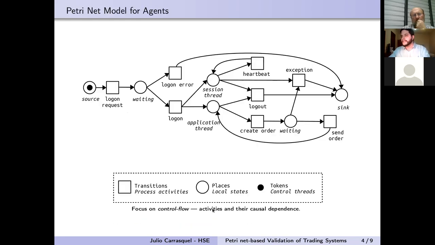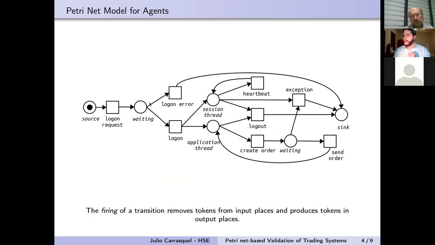Now, how to model this with Petri nets? A Petri net is a bipartite graph. We have two kinds of nodes. The transitions, in boxes, model the activities, so what an agent can do. The places are the local states, and we have tokens that can be stored in the places, which model the control thread of the process.